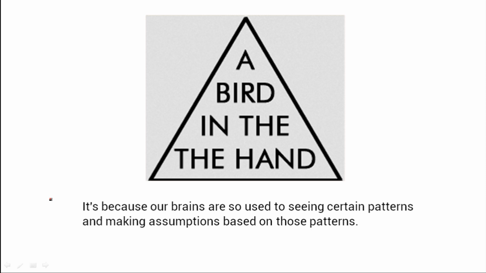Perception and illusions are not only limited to figures and pictures, but also occur in written language. So let me show you an example. Take this phrase, a bird in the hand. Seems simple enough, right? But if you look closer, there are actually two "the" in this sentence. One is after bird and another is before hand. This is a classic example of how our brain can sometimes overlook things that are right in front of us. And it's because our brains are so used to seeing certain patterns and making assumptions based on those patterns. It's pretty interesting, isn't it?